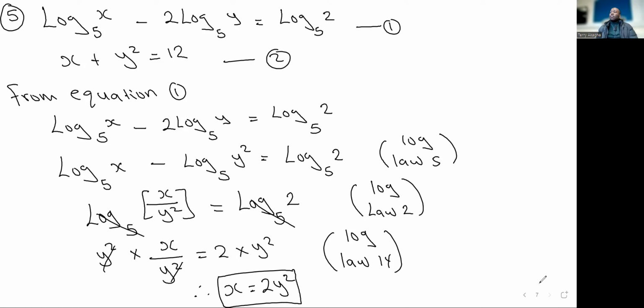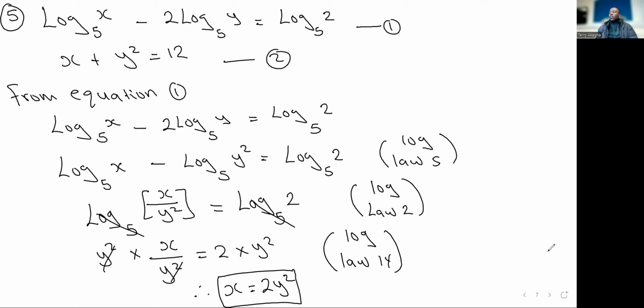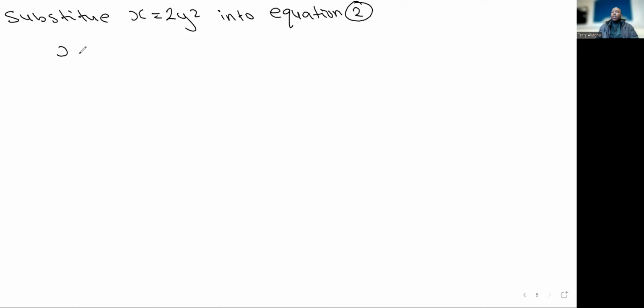So we're going to simplify this. So we're going to substitute x equal to 2y squared into equation 2. All right, so what is equation 2? Equation 2 is x plus y squared is equal to 12. So instead of that, we're going to have 2y squared plus y squared is equal to 12.